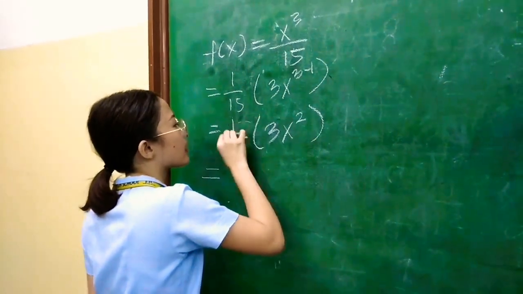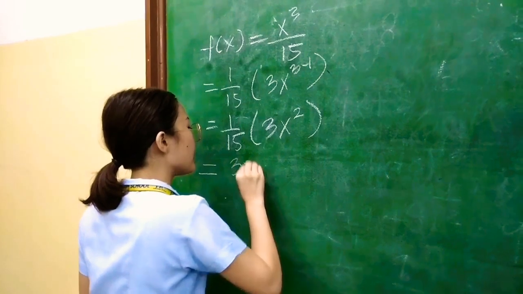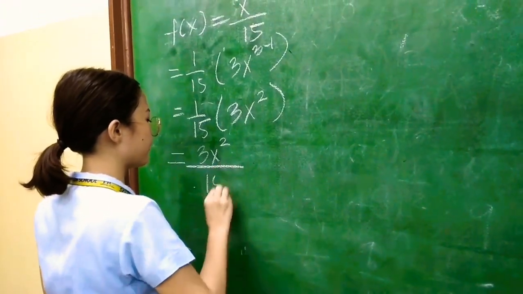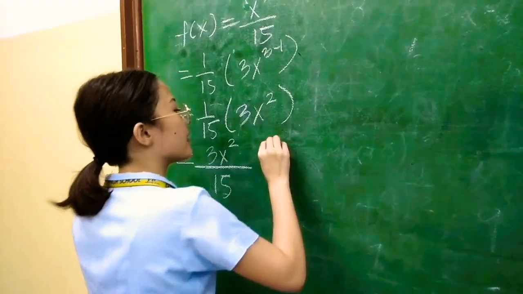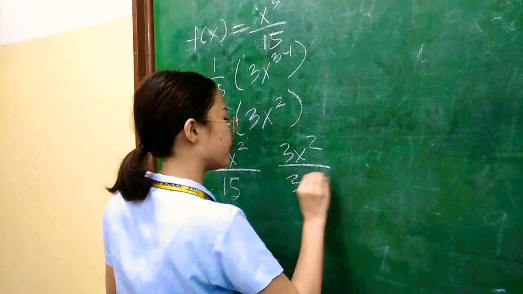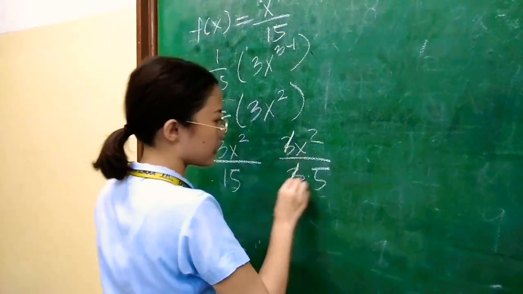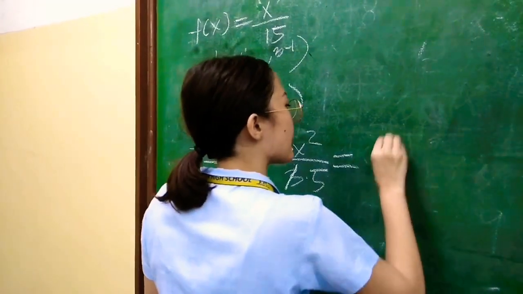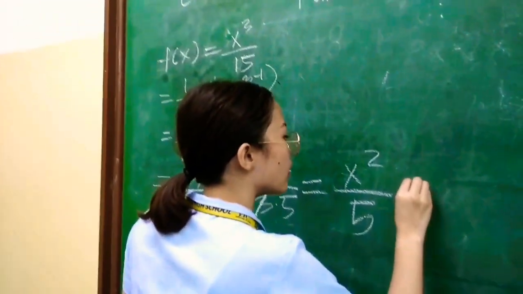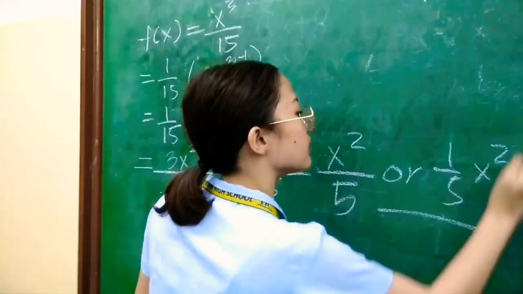So let's multiply the constant to the function: 3x squared over 15. Keep in mind that 15 is 3 times 5, and let's divide the 3 so we can cancel that. And the final answer is x squared over 5, or 1 over 5 times x squared.